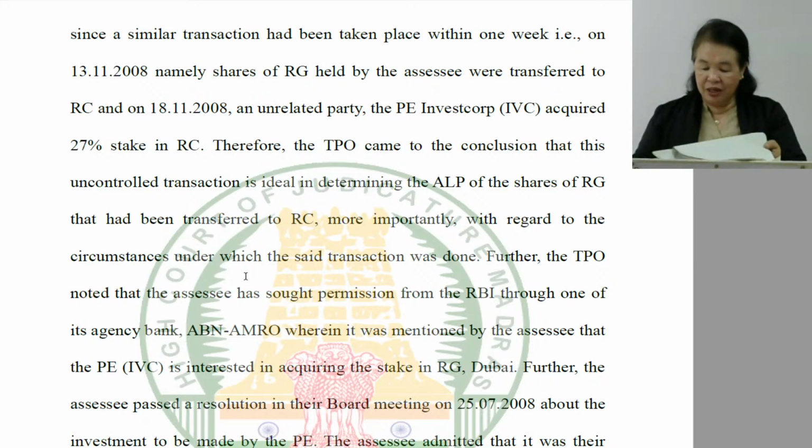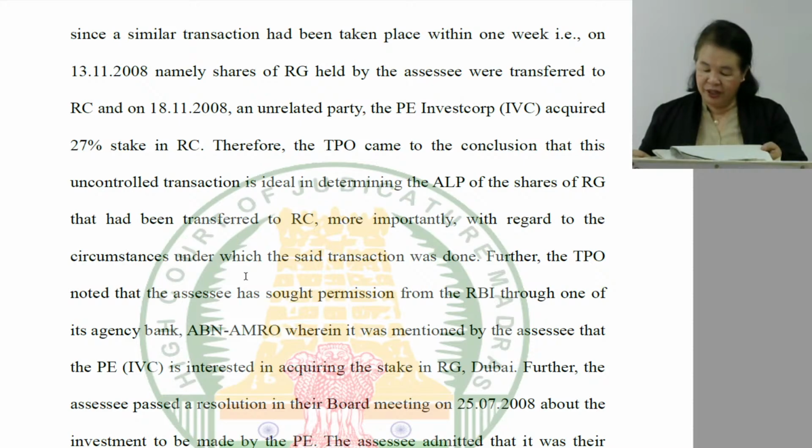No? On November 13, 2008, namely, shares of RG held by the assessee were transferred to RC. No? Within 1 week lang yung dinonate na shares of stocks, tinransfer ulit. No? Unrelated party. The PE Invest Corporation acquired 27% stake in RC. Therefore, the TPO came to the conclusion that this uncontrolled transaction is ideal in determining the arm's length of the shares of RG. No? So, kaya nga sabi ko sa inyo, what is being used here is the internal comparable. No? That has been transferred to RC.